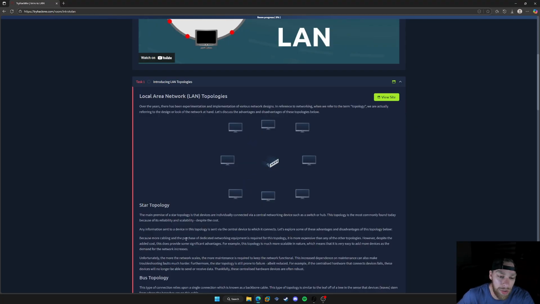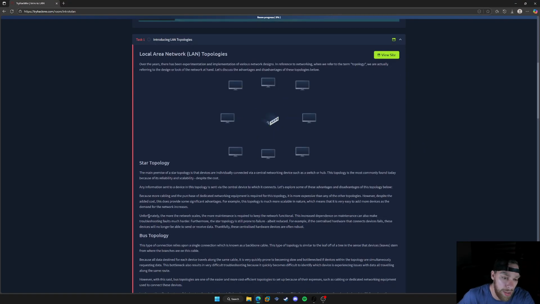However, despite the added cost, it does provide some significant advantages. This is more scalable in nature, which means it's very easy to add devices as the demand for the network increases. Unfortunately, the more the network scales, the more maintenance is required to keep the network functional. This increased dependence on maintenance can also make troubleshooting faults much harder. It's prone to failure. Okay, so we have that.